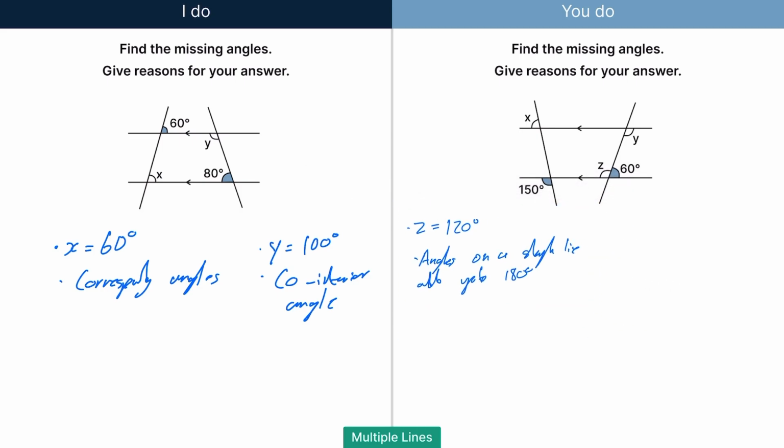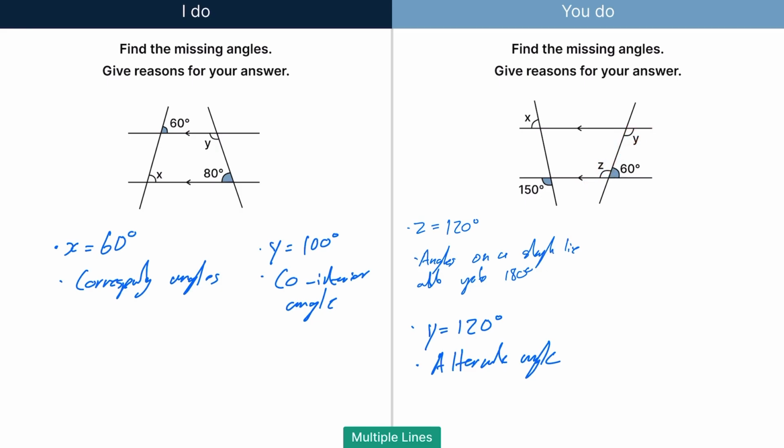So that's z done. Well, y is quite easy. y is just going to be the same now, because I know what z is, I can just use alternate angles. So just to recap that, what I've done here is angles on a straight line add up to 180. What I've done for y is the Z shape. z is going to be equal to y there.